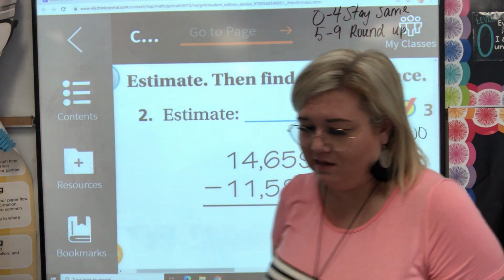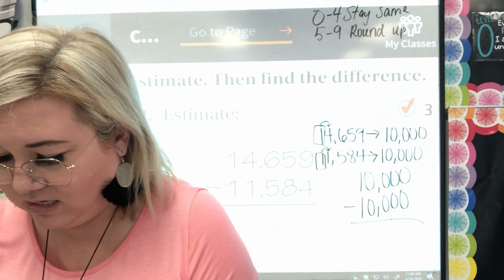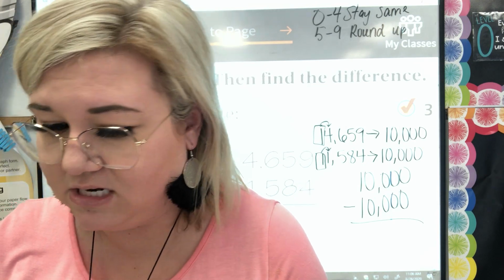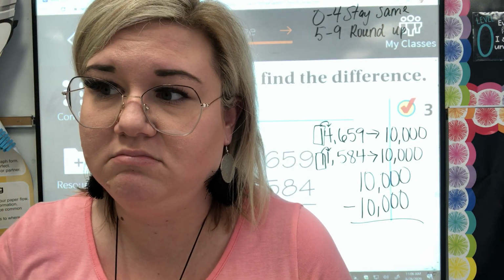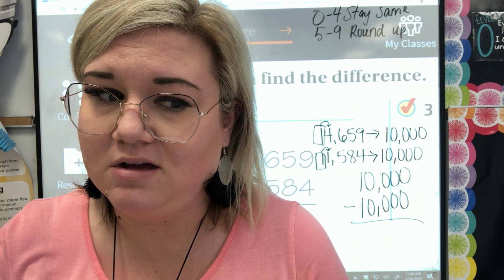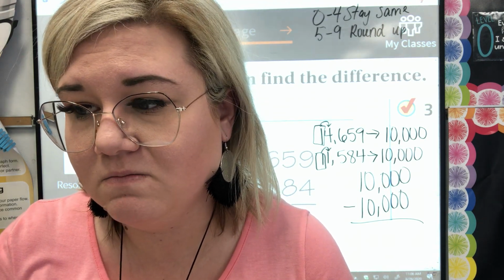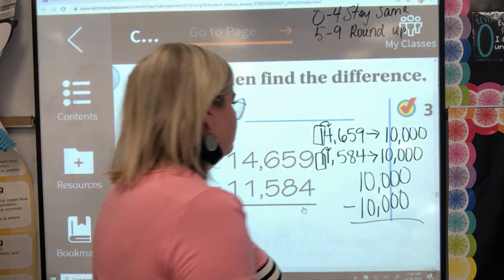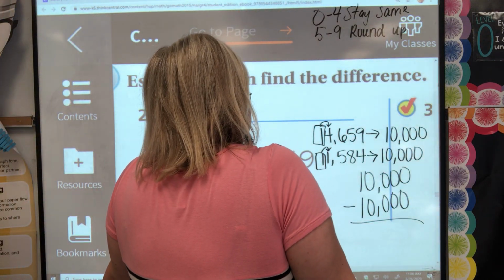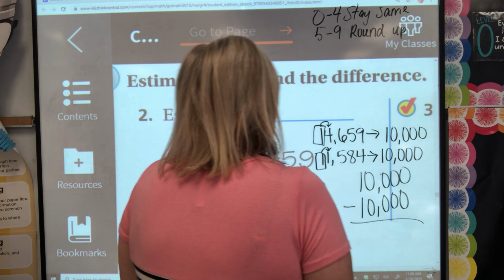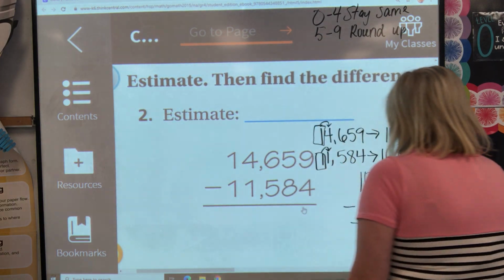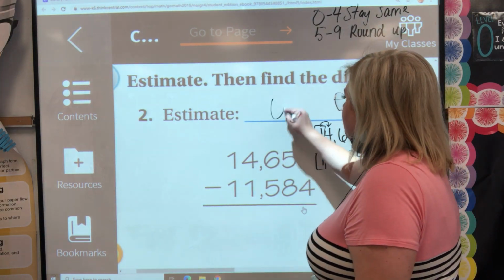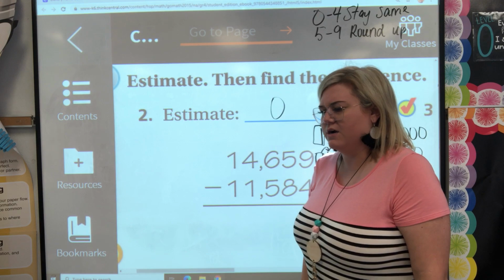Okay, I already know something. 10,000 minus 10,000 is 0. Are we going to be getting 0 on this? Well, that's what these numbers are rounding to. So, it's 0. I'm going to put my estimate as 0. That's quite weird.